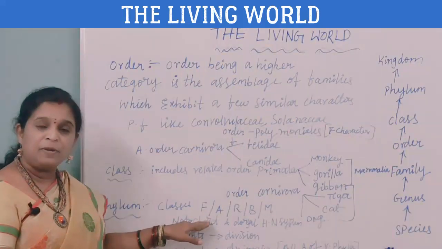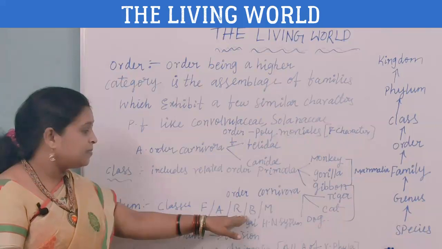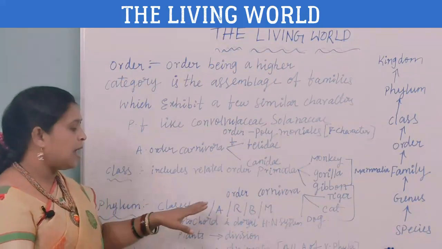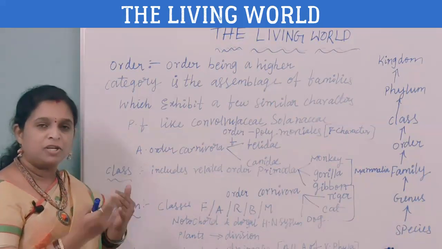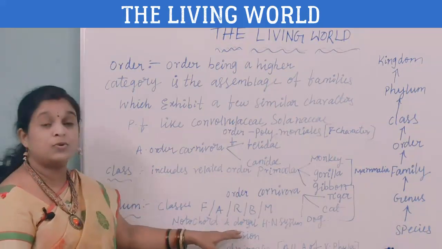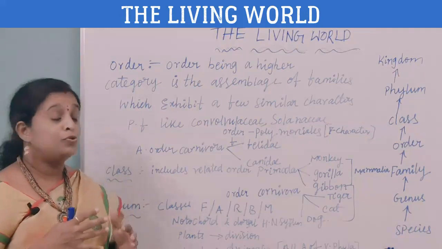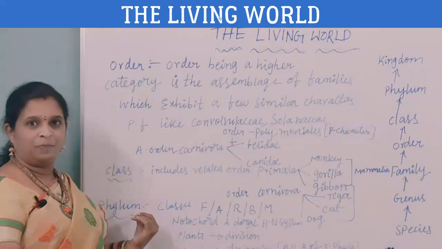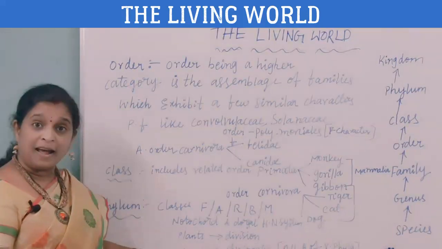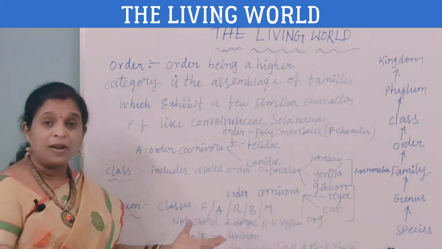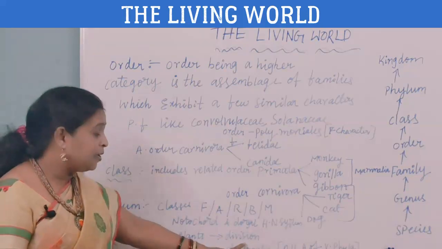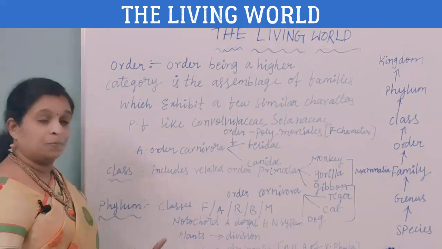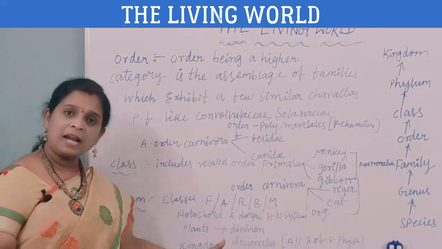Fishes, amphibians, reptiles, aves (birds), and mammals are going to be differentiated based on the notochord and also the dorsal hollow neural system. All are coming under the phylum, right? And in plants, we are not going to call it a phylum, but we are going to call that a division. And next one, kingdom. It's plant kingdom and animal kingdom.